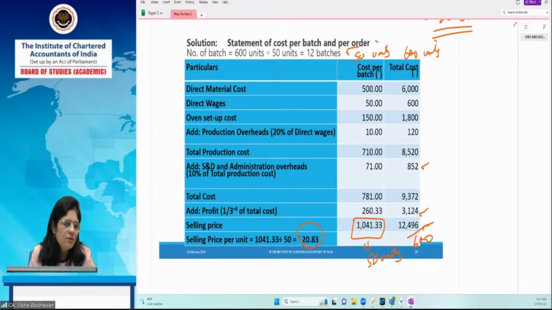Just have a final look. Any doubt in this? Per batch it is 1041, and per unit, any which way you can calculate the selling price per unit. Either you divide 12496 by 600 or you divide 1041 by 50. Any which way, the answer will be 20.83, which is the selling price per muffin. And per batch, it is 1041. So 50 muffins का price है 1041 और एक muffin का price है 20.83. Is it clear? So this is how it is done.